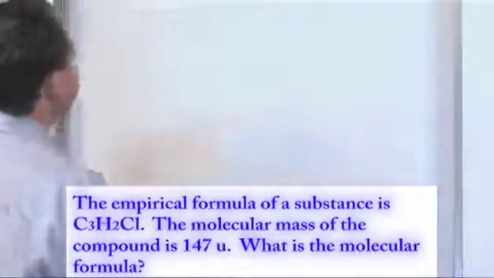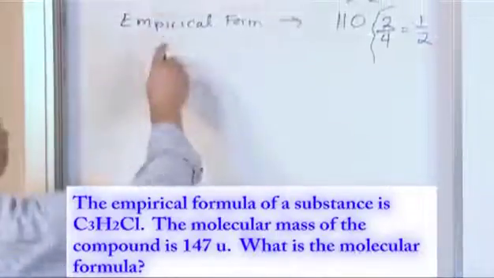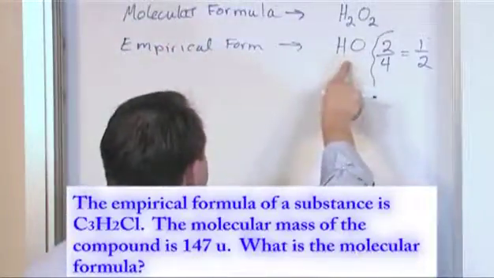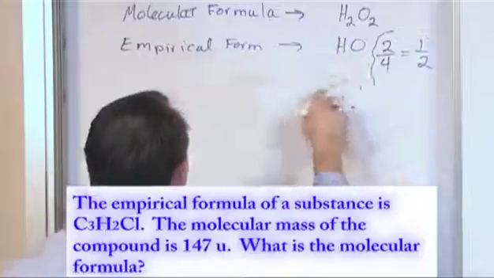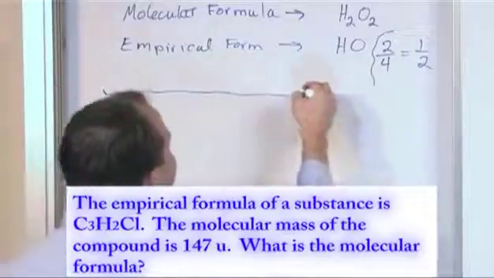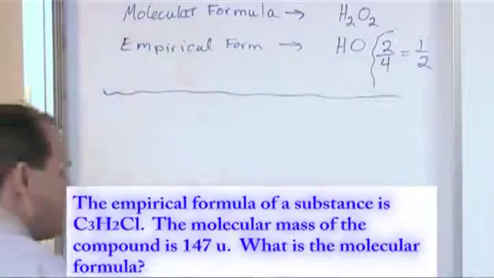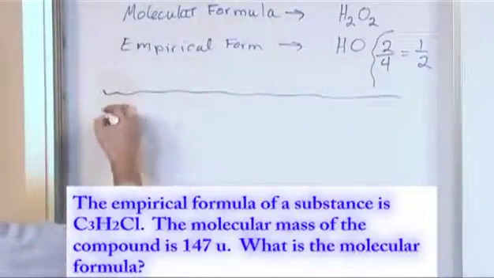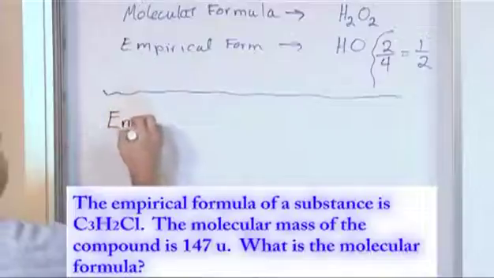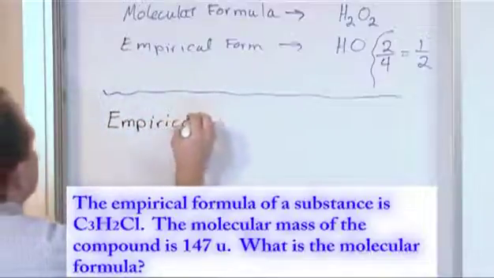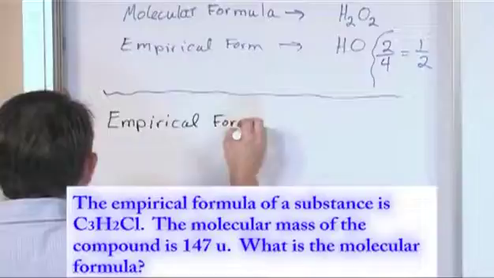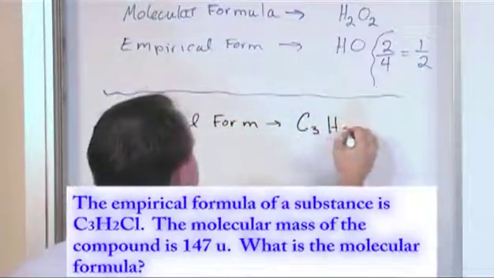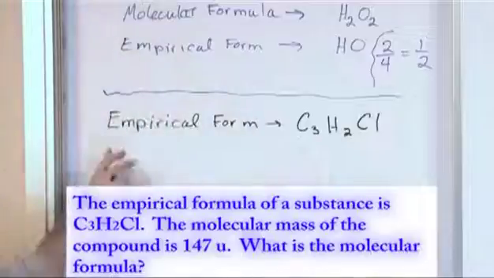So the crucial thing to remember is that the molecular formula is always going to be some multiple of the empirical formula. It might be multiplied by 2, might be multiplied by 3. So all we have to do is use the information in this problem to figure out what that multiple is. And then we can calculate the answer. Because we know that for this problem, the empirical formula is C3H2Cl.